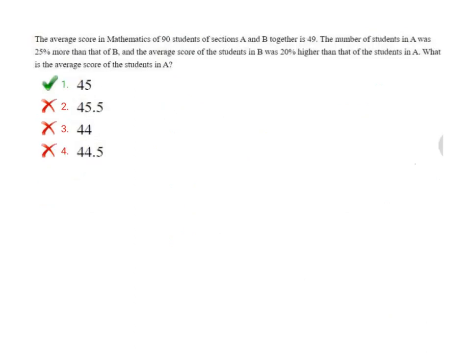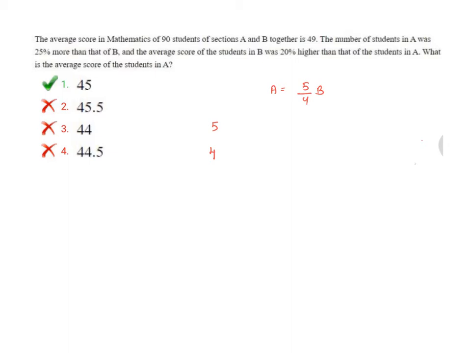The average score in mathematics of 90 students of section A and B together is 49. The number of students in A was 25% more than that of B. If it is 25% more than that of B, it means A is equal to 5 by 4th of B. Therefore, A is to B is 5 is to 4. So, in A there are 5 members and in B there are 4 members. That is the ratio I am taking. You don't need to take 50 and 40.